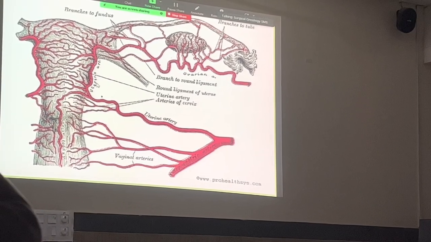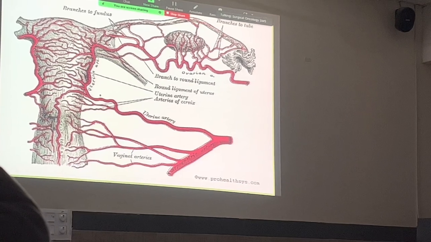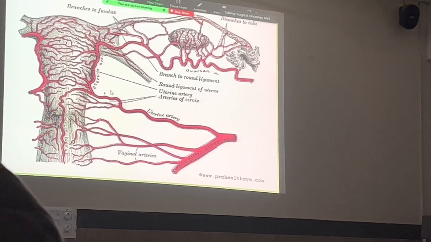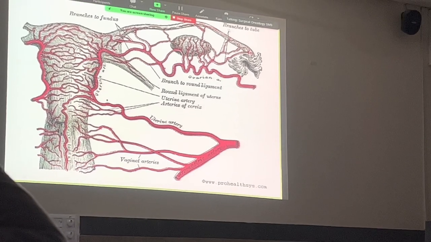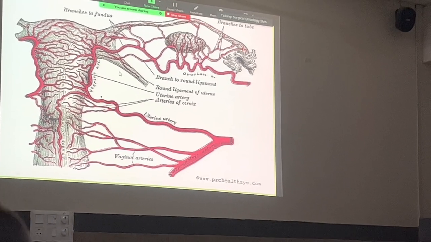Okay. And that was the answer to my question when I asked you how, after radical trachelectomy, the uterus is going to survive: because it's getting supply from the ovarian vessels.